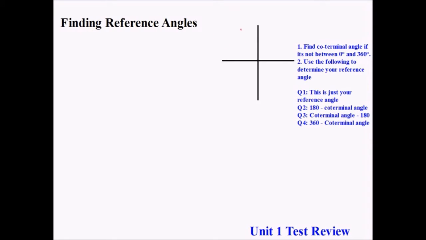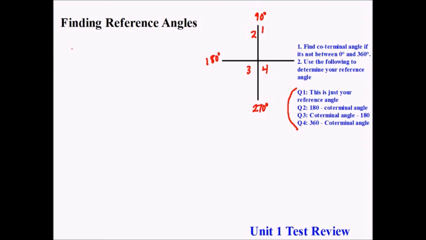Next, when you find reference angles, you have to find the coterminal angle first if it's not between 0 and 360. And then you have to use this following chart right here to tell me what your reference angle really is. So remember that this is quadrant 1, quadrant 2, quadrant 3, and quadrant 4. And remember that this is 90 degrees, 180 degrees, 270 degrees. So you're trying to find the acute angle measure between your angle and the x-axis.